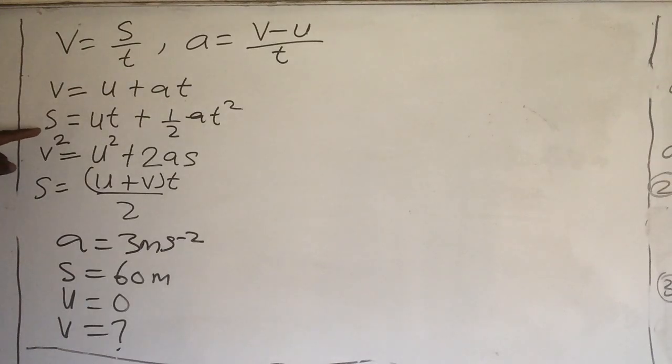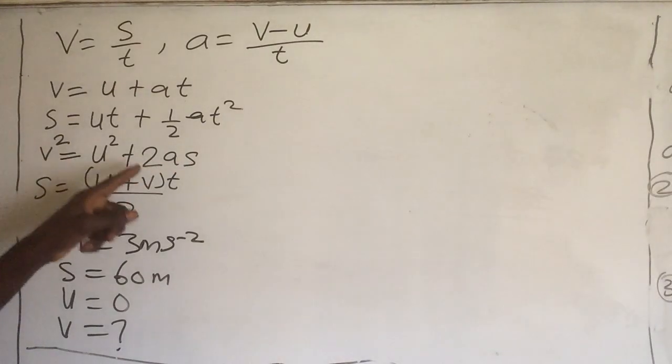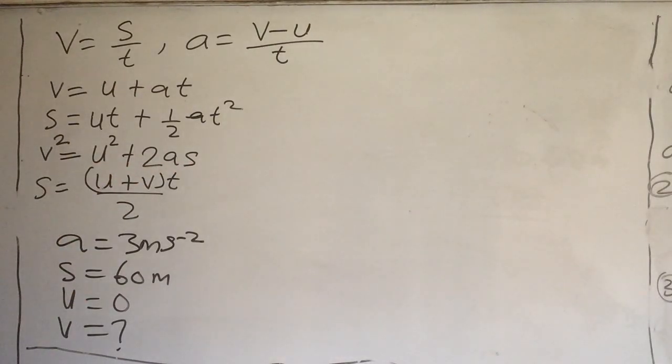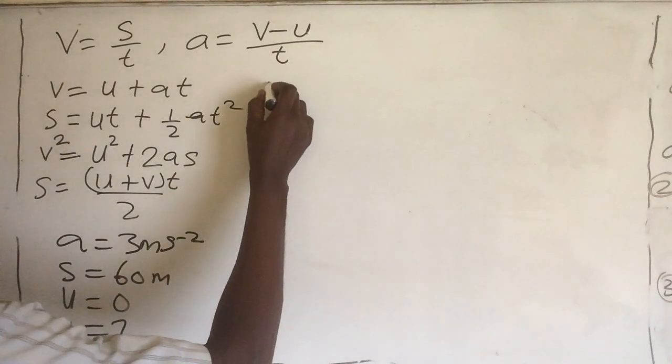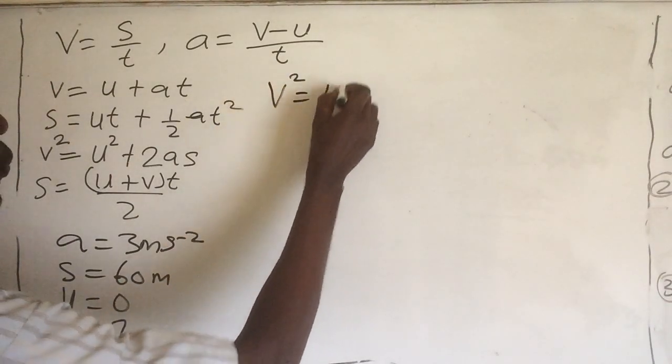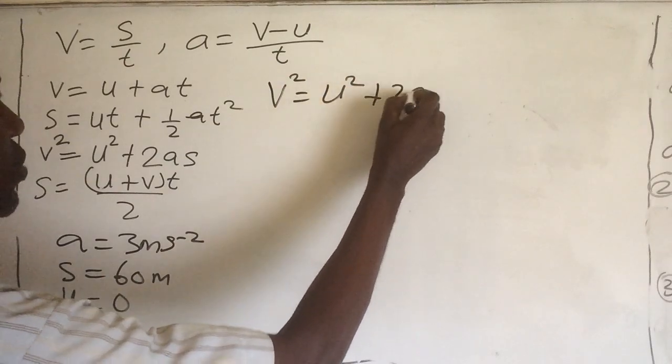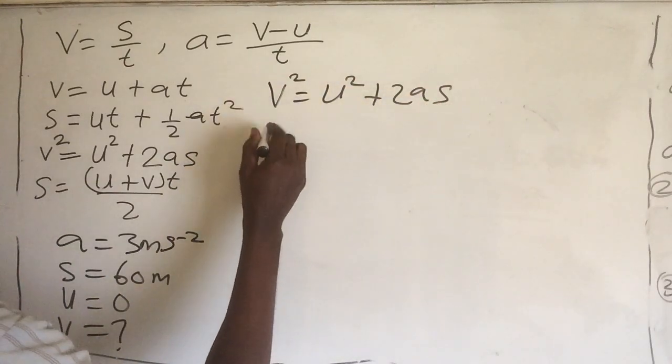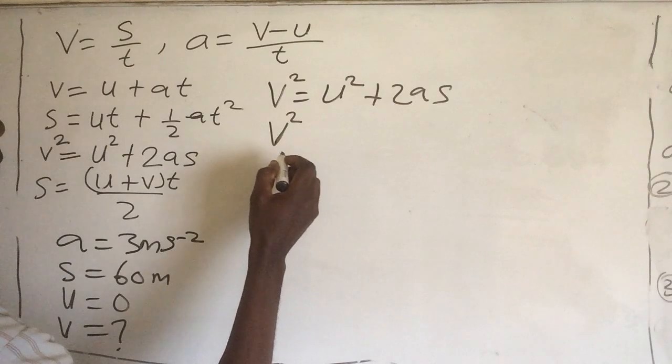Second one, we have S, U, T, A, but we need velocity. Final velocity is not here, so we will not use it. This one, yes, V is there, U is there, A is there, and S is there. Therefore, we will use this one because it contains all four things. Now, we bring it out: V squared equals U squared plus 2AS. This is the V we are looking for.